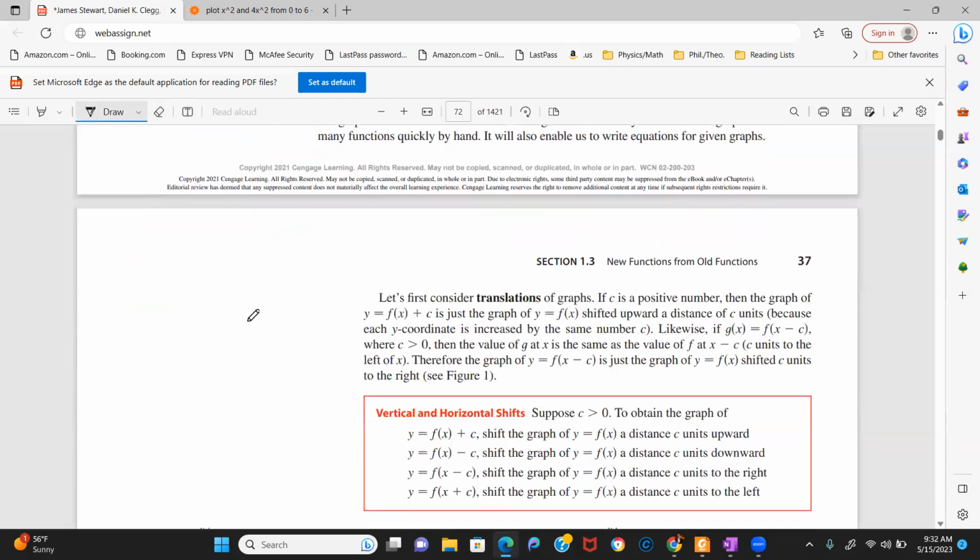So the first type of transformations we're going to look at are translations. So here's the table. I'm going to just go through this pretty briefly. So we're going to take C as a positive number. You can take it to be a negative number and everything will work out perfectly fine. We basically have the first two right here. These are your vertical transformations. And then these right here are your horizontal transformations.